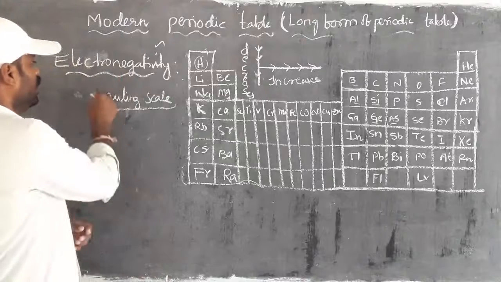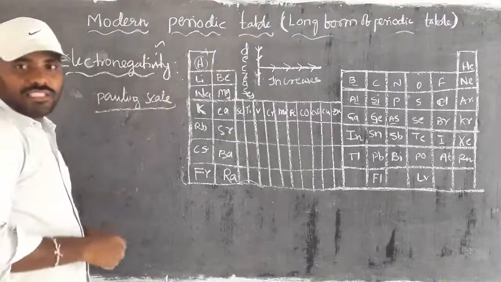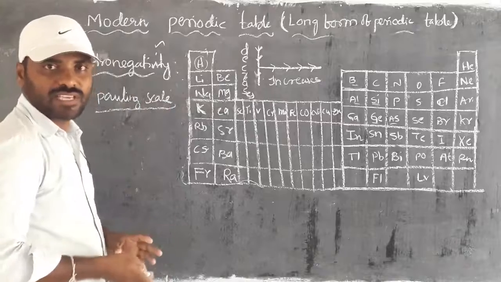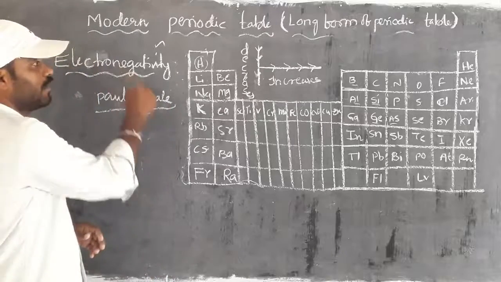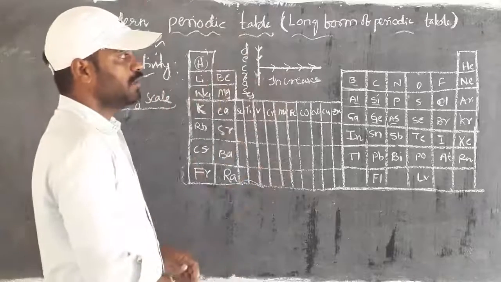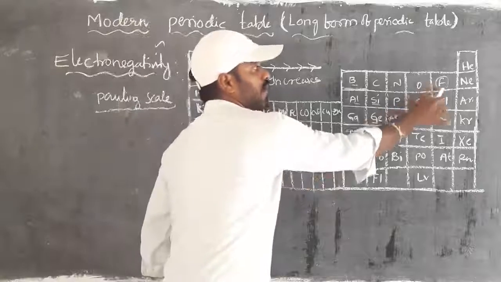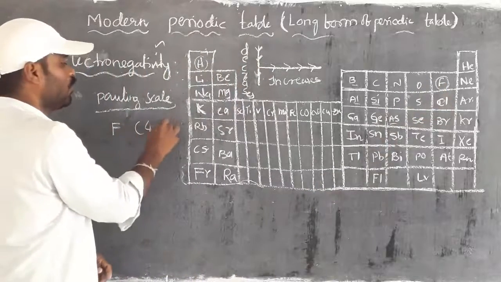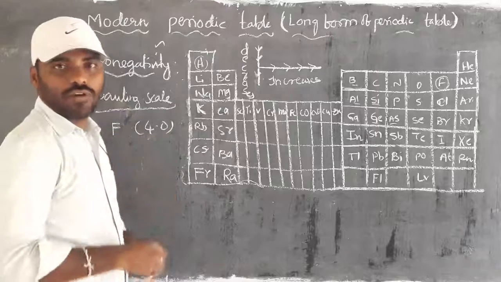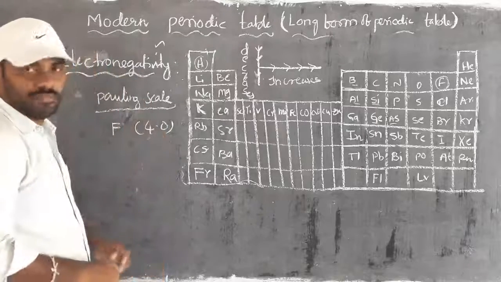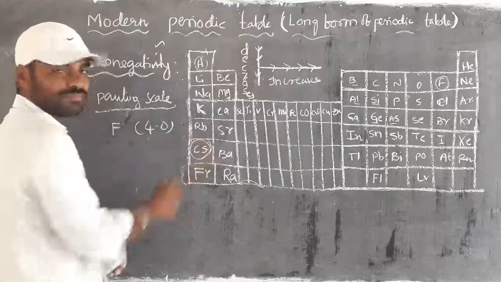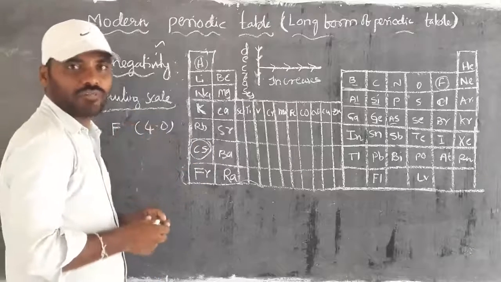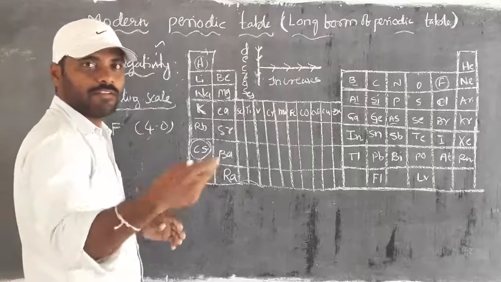This Pauling scale was designed by Linus Pauling, and that is why it has the name Pauling scale. The element with the highest electronegativity in the entire periodic table is fluorine, with a value of almost 4. The element with the least electronegativity is cesium. That is the main academic information.